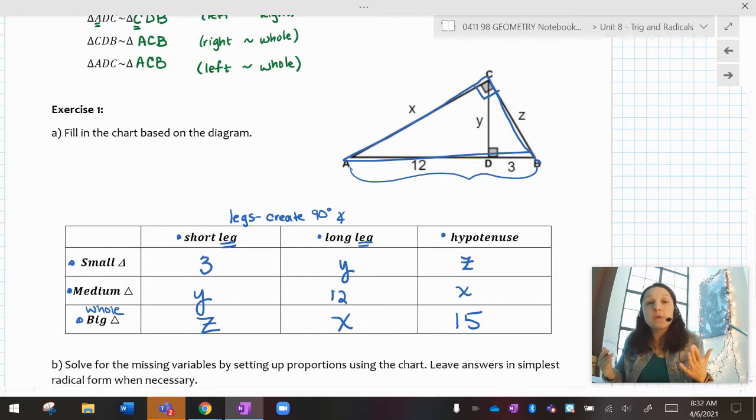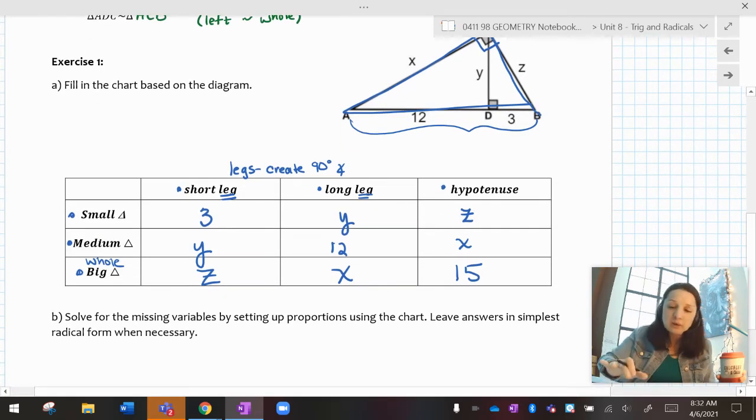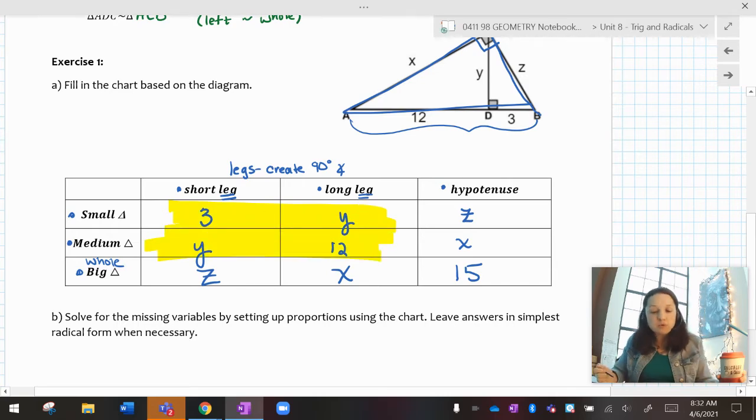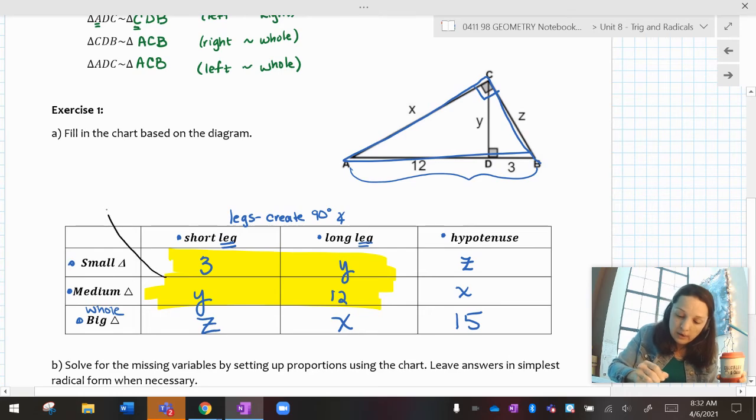Now, what I can do with this table is compare the corresponding sides and make proportions. When we did similar figures, we created proportions. Well, I have proportions right in here. I can make a proportion out of anything that makes a box of 4 numbers. Okay, so the first proportion that I see is this box of numbers right here, 3, y, y, 12. That means that if I want to solve for y, I can say 3 over y equals y over 12.